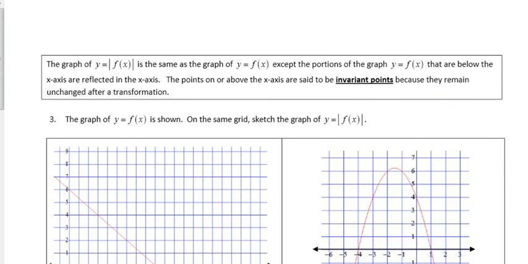Okay. So, the graph of y equals the absolute value of f of x is the same as the graph of y equals f of x, except the portions of the graph that are below the x-axis are reflected in the x-axis. The points on or above the x-axis are said to be invariant points because they remain unchanged after a transformation. Okay? So invariant points don't vary, right? They are unchanged.